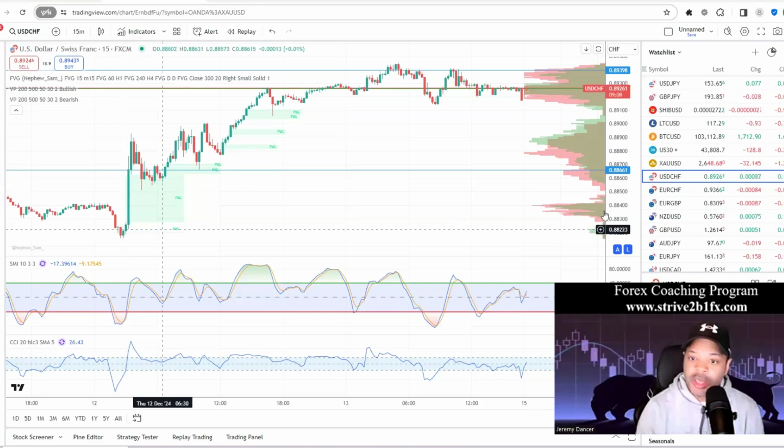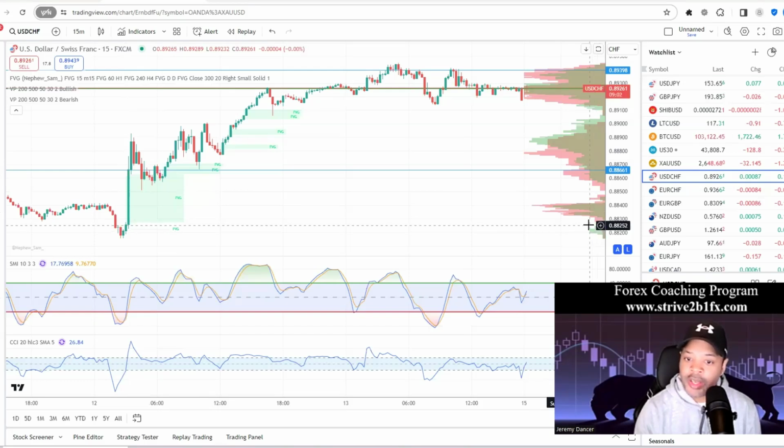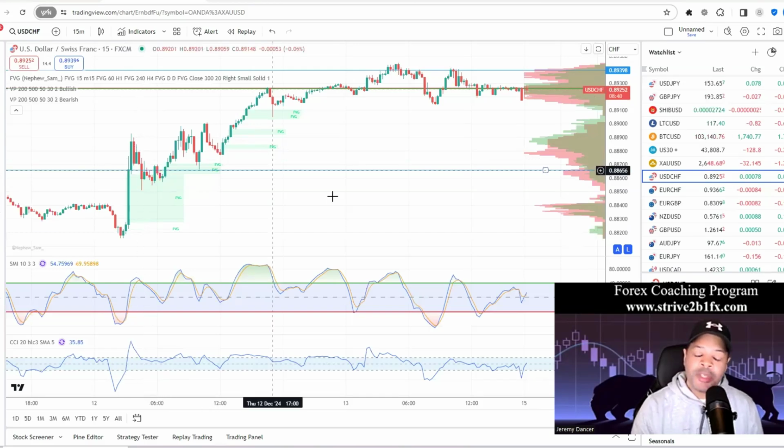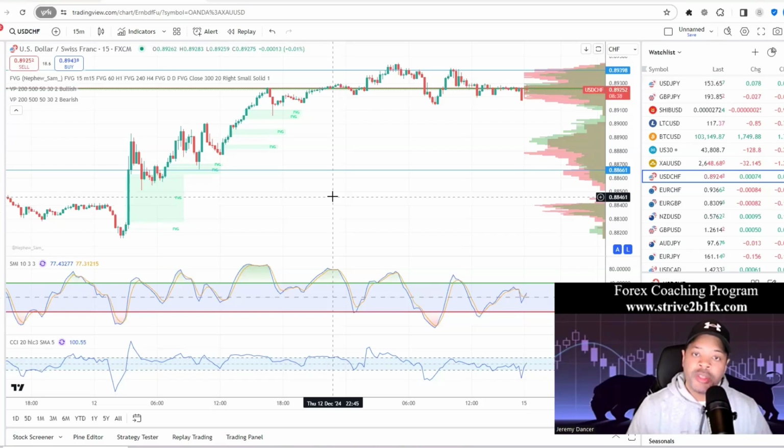So you can see here, I have a volume profile that tracks the sellers, and I also have a volume profile that tracks the buyers. So when buyers made this move, this was an algorithm that made this move. We don't see enough volume from buyers to make a move this big. And this happens because the algorithms are designed to make sure retail traders lose.